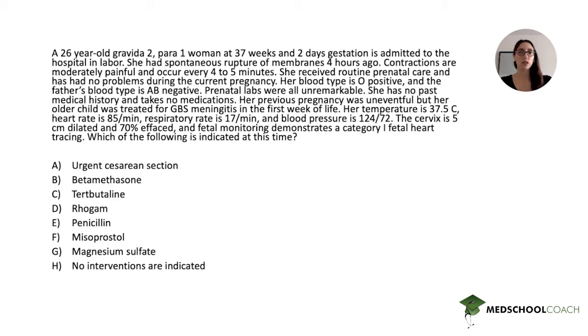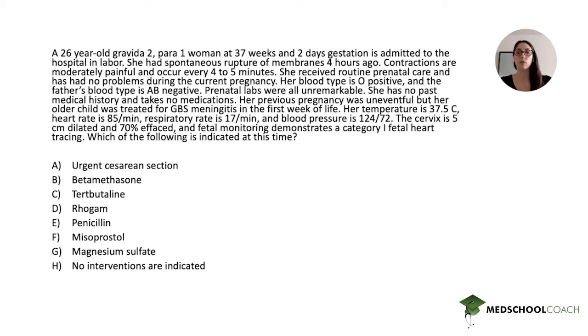A 26-year-old gravida 2 para 1 woman at 37 weeks and 2 days gestation is admitted to the hospital in labor. She had spontaneous rupture of membranes 4 hours ago. Contractions are moderately painful and occur every 4 to 5 minutes. She received routine prenatal care and has had no problems during the current pregnancy. Her blood type is O positive and the father's blood type is AB negative.